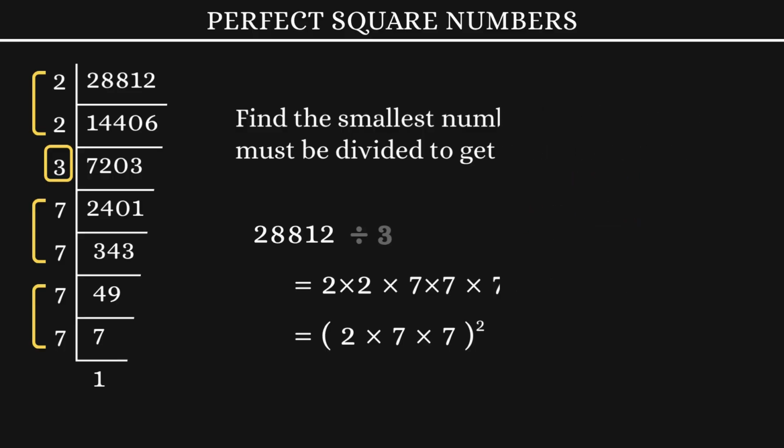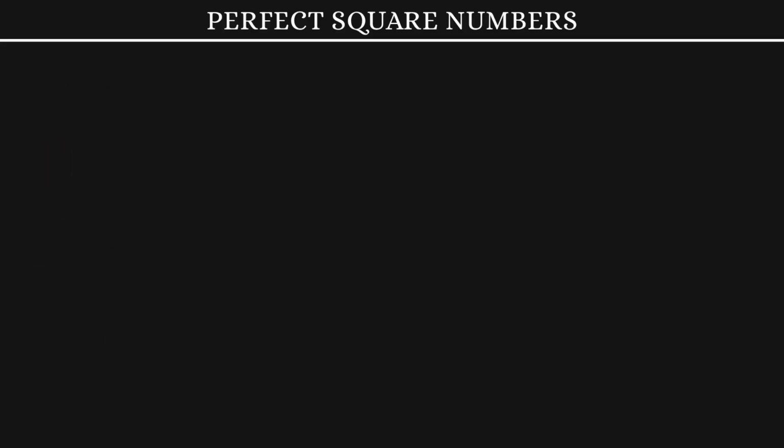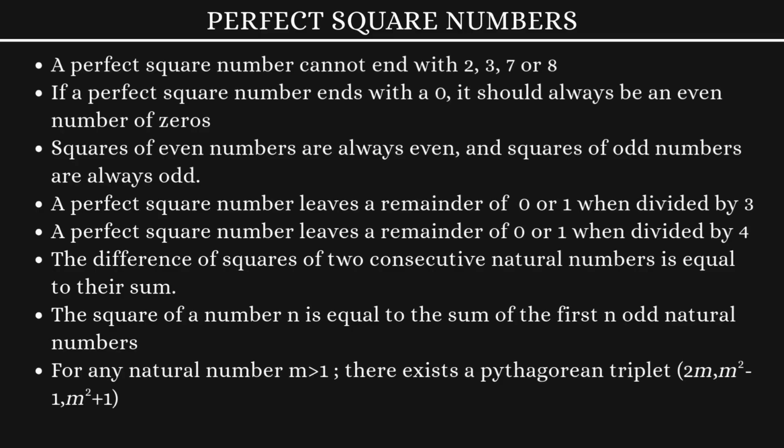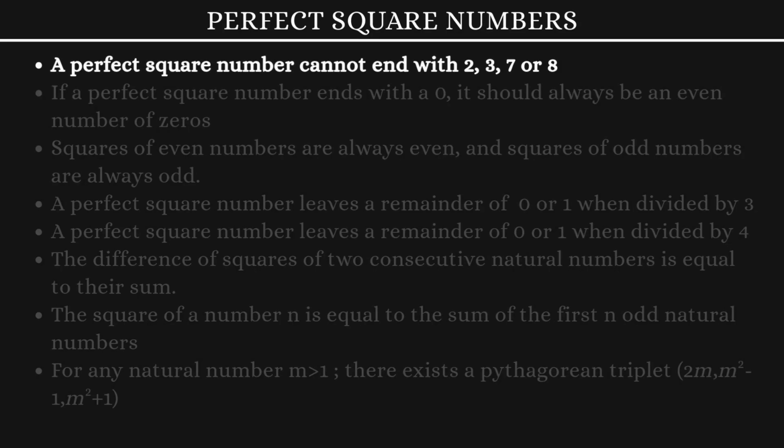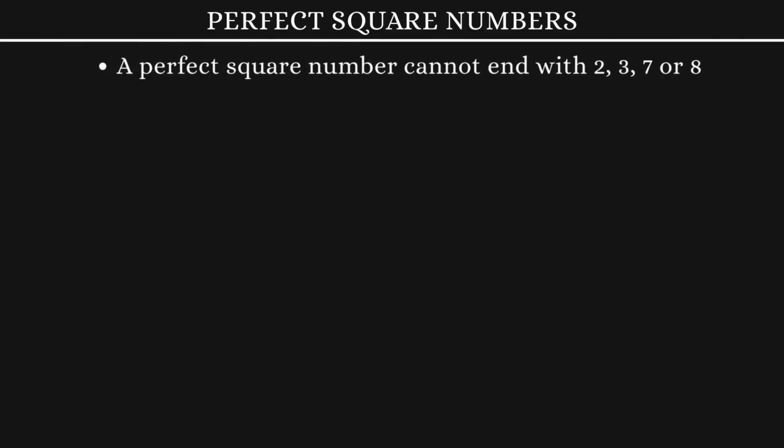Now we'll move on to properties of perfect square numbers. These are all the properties of perfect square numbers. Let's check them one by one. First, a perfect square number cannot end with 2, 3, 7 or 8.